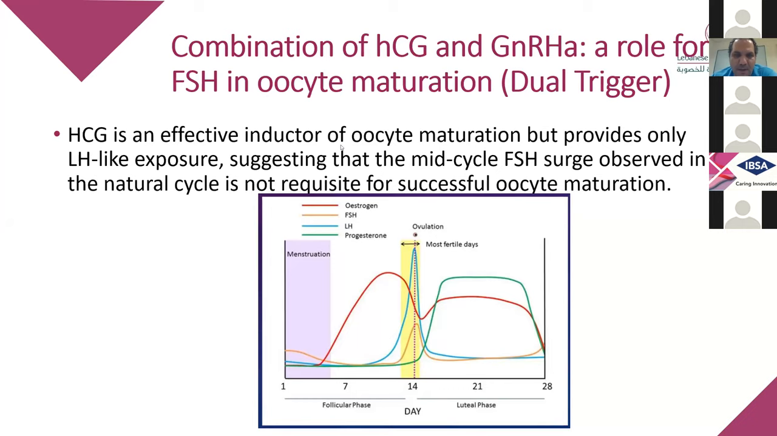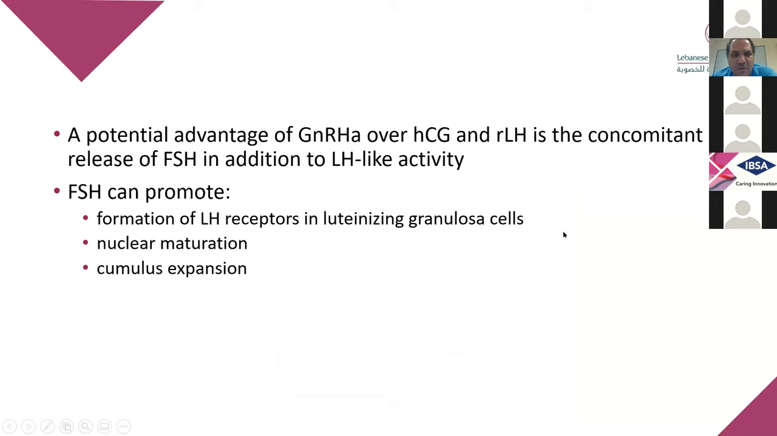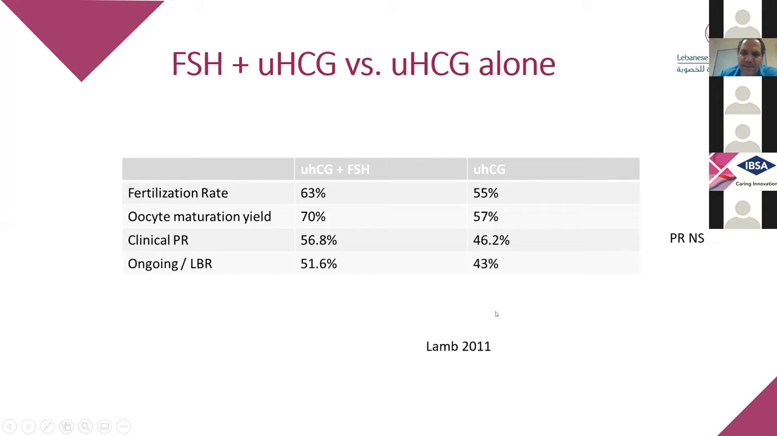In this situation, some people advocate that FSH is important because FSH can promote formation of LH receptors in the luteinizing granulosa cells, nuclear maturation, and cumulus expansion. One of the first studies was by Yankee, where the patient accidentally took recombinant FSH instead of HCG. They thought she would not have mature oocytes. She did have mature oocytes and she did have fertilization.